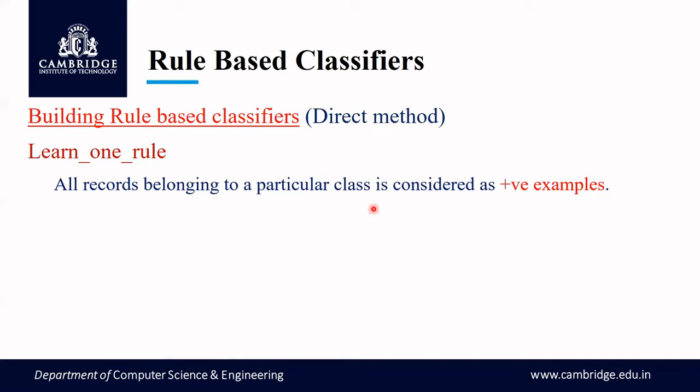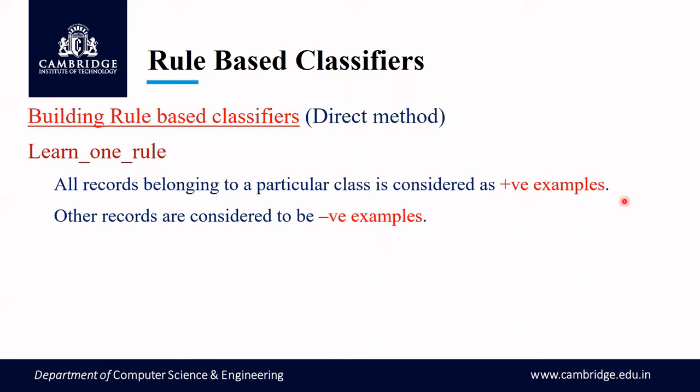In that training set, we have records belonging to various classes, correct? So when you consider one class, say you have considered birds as a class for which you have to derive the rule, you will consider the records that belong to birds as positive examples, and all other records will be considered as negative examples. Hope you have understood what positive and negative examples are.